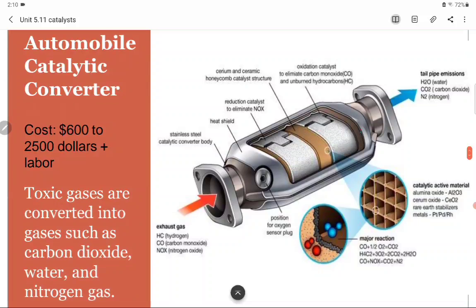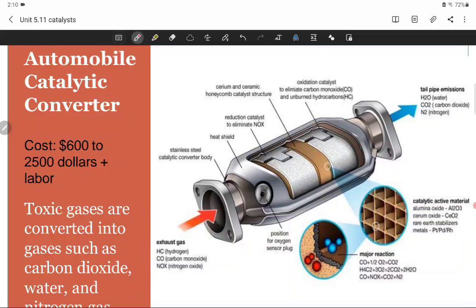So here's a picture of a catalytic converter. Of course, every car is going to have a different catalytic converter. I pulled this kind of average. I know that's a tremendous range there, but it's going to cost somewhere in the $600 to $2,500 range just for the catalytic converter itself. And then, of course, there's labor involved, unless you want to try to put one on yourself.